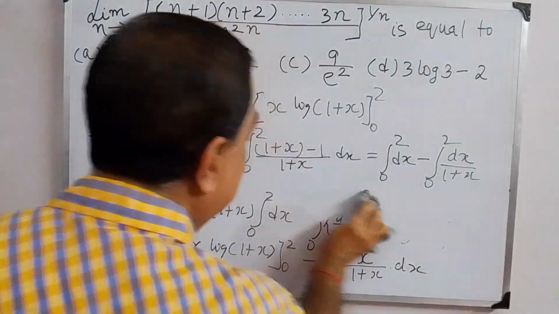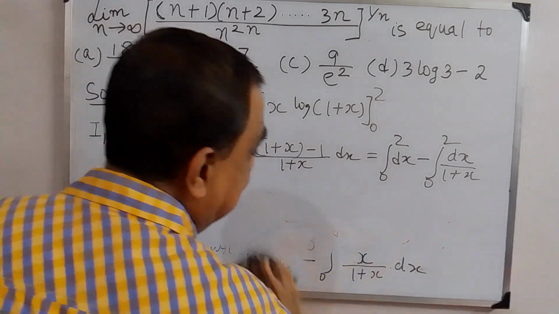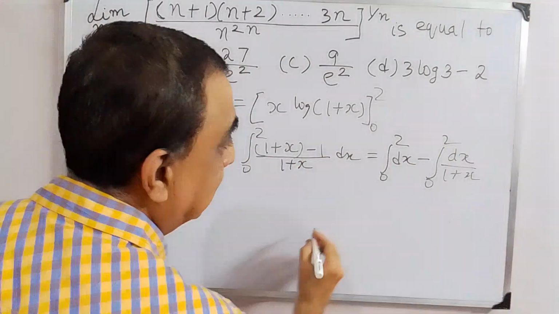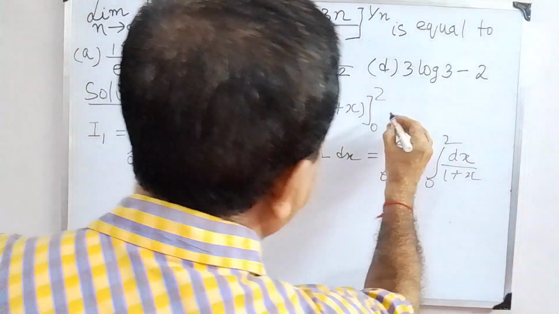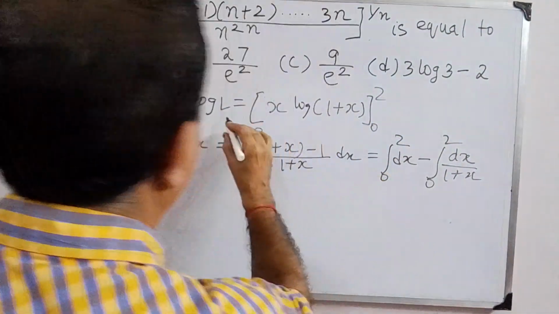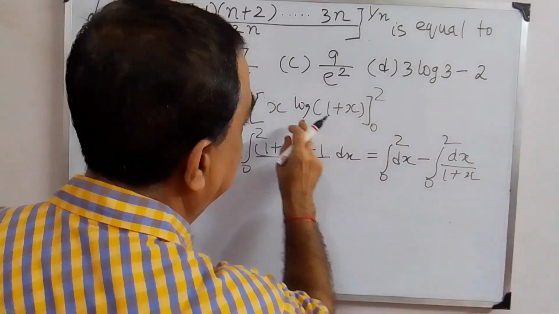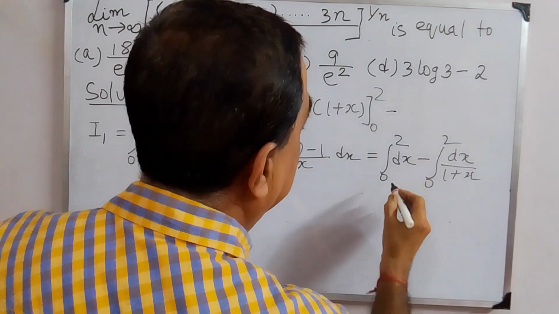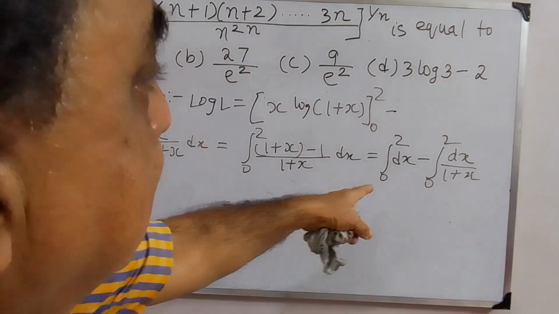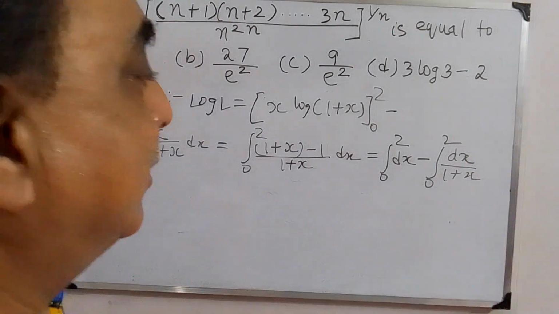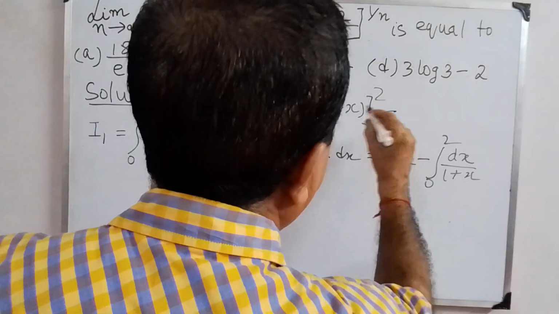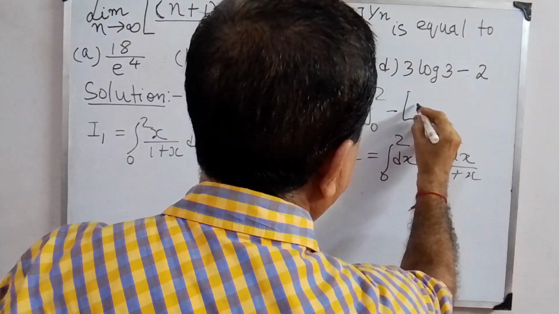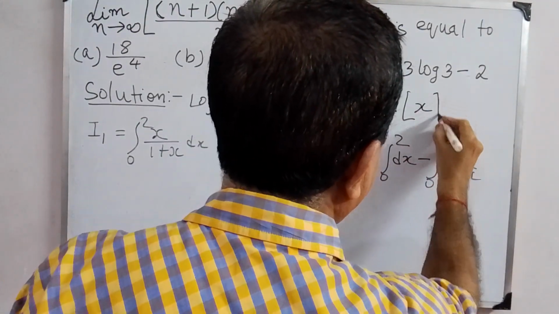Now what is the integration of dx? The integration of dx is x, because this was the first term. Now the integration of this dx is what? Here it is x. The second term was minus, so this becomes minus x.